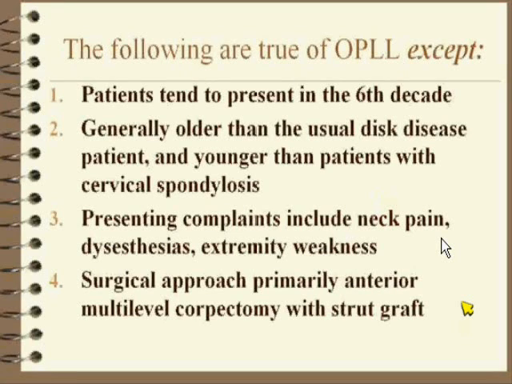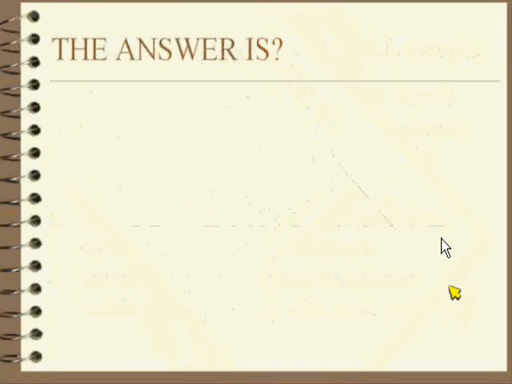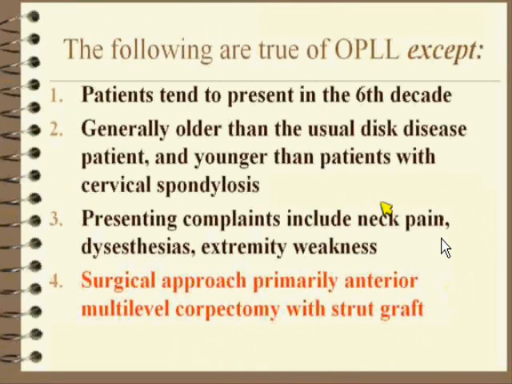So the bulk of you are going to say that it is incorrect to say the surgical approach is primarily anterior multi-level corpectomy and strut graft. That is the correct answer. These others are true. Really the primary, you may see anterior discectomy.